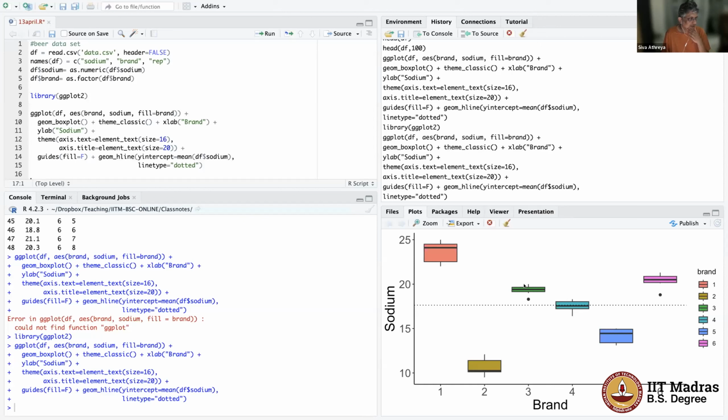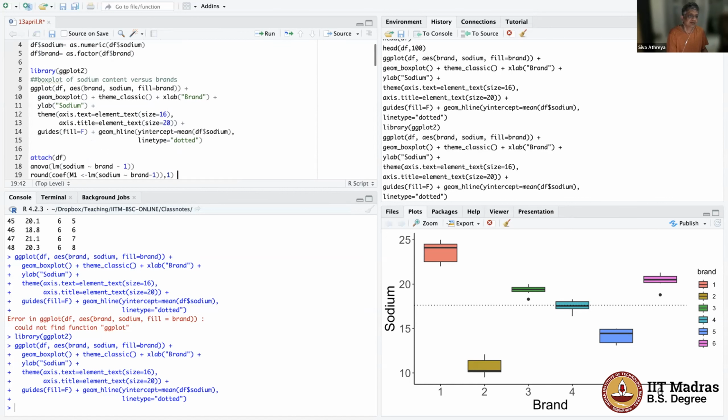Right? So now, let's try and answer the first question that we had, like what is the expected value of the sodium content for given brands? So what I'll do is this first command, just to give a box plot of sodium content versus brands. Okay, now let's go down. Let's try and understand, let's do an analysis of variance model for the beer model.